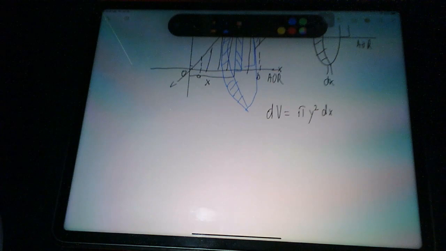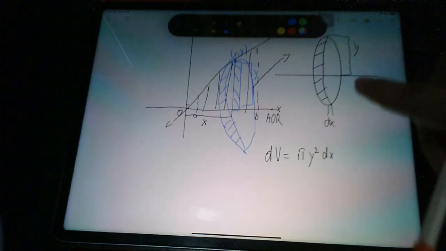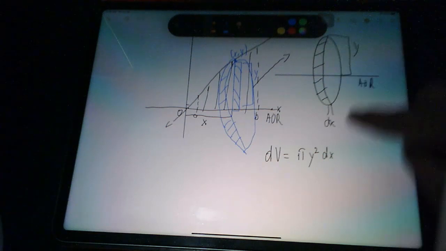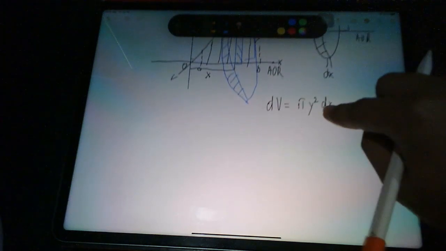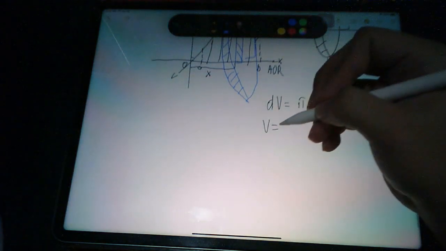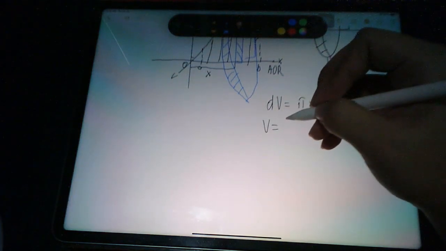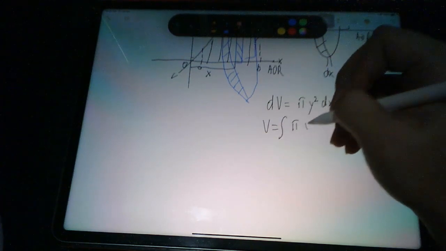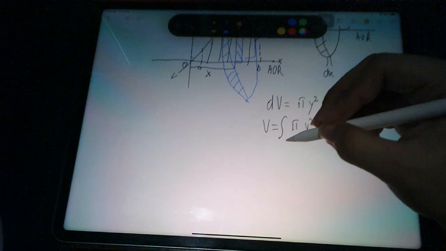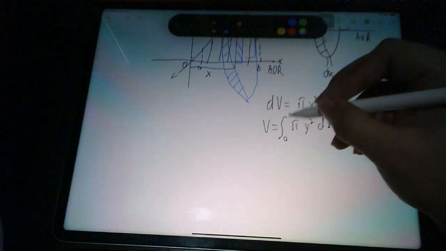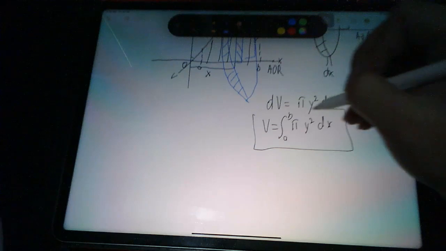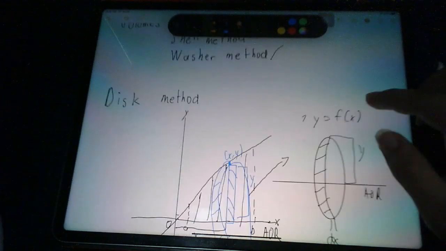First, let's recall the formula for the volume of a cylinder. The volume of the cylinder is just equal to pi r squared h. So in this case, y here is our radius and our height here is our dx. So by integrating, the volume is just equal to the integral of pi y squared dx from limits a to b. So this is our formula for the disc method.